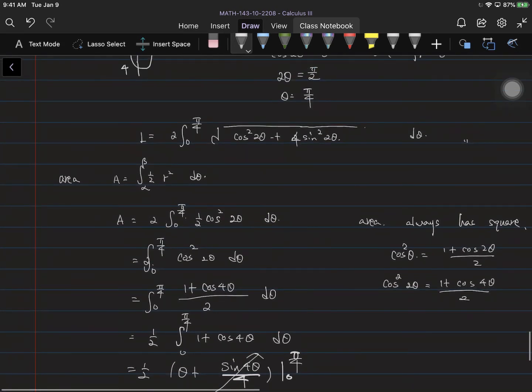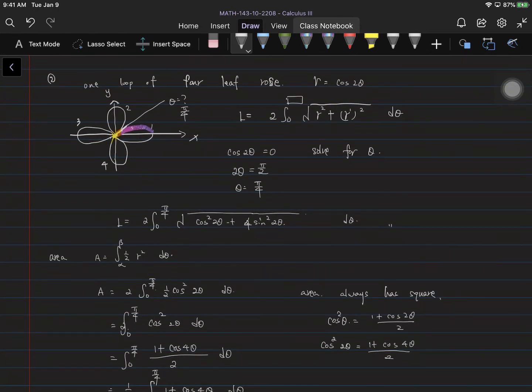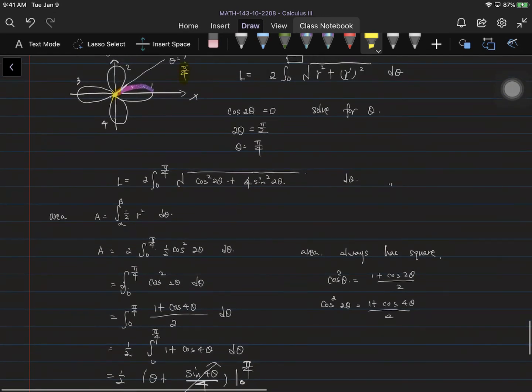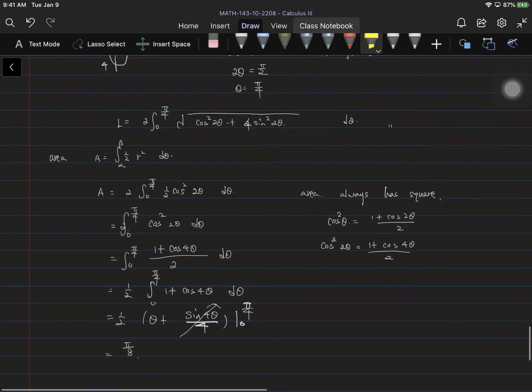So in this exercise problem, there are 2 things to pay attention to. First one, how to find theta. And the second thing is when we evaluate the arc length, we need to increase the power, take off the square root, double angle formula. For the area, we always have a square, so we need to decrease the power. Same thing, double angle formula. So in this section, we have to be very familiar with those formulas.